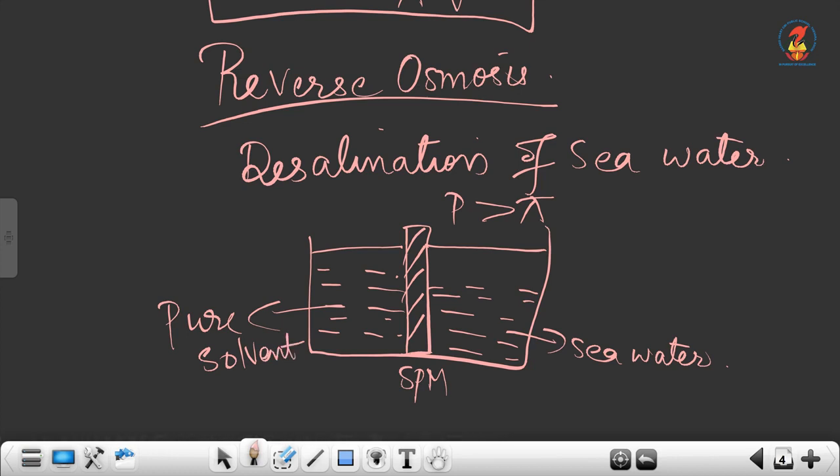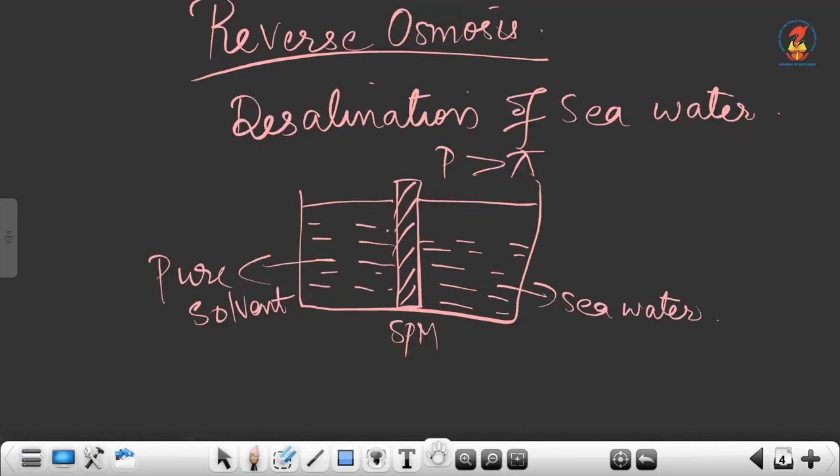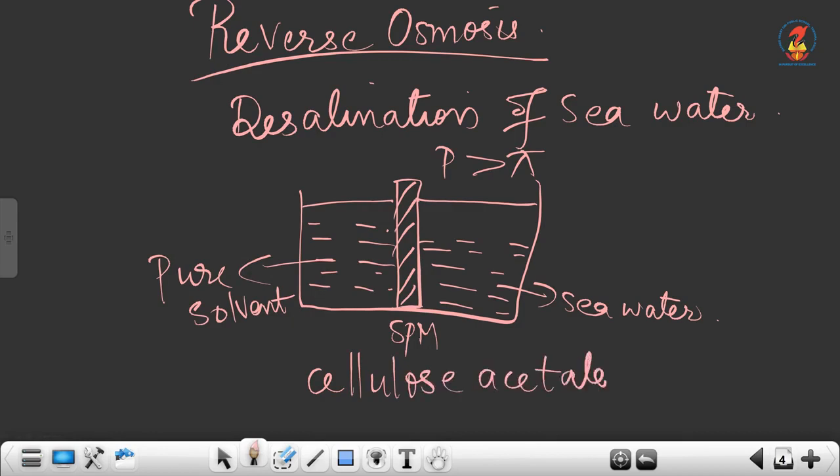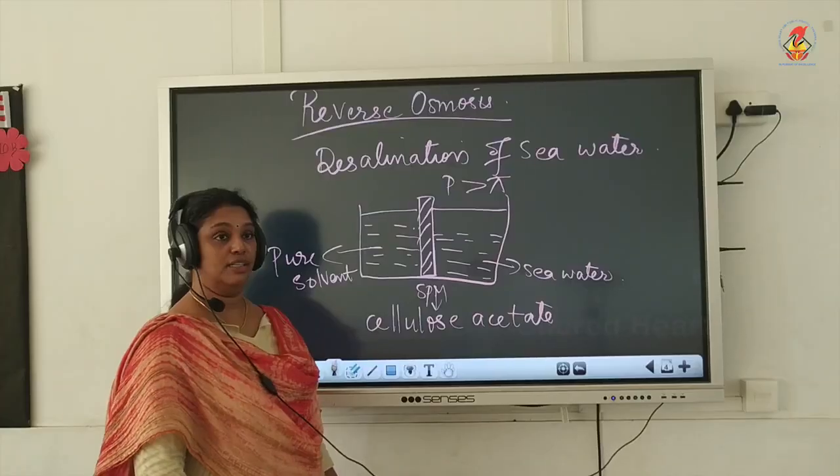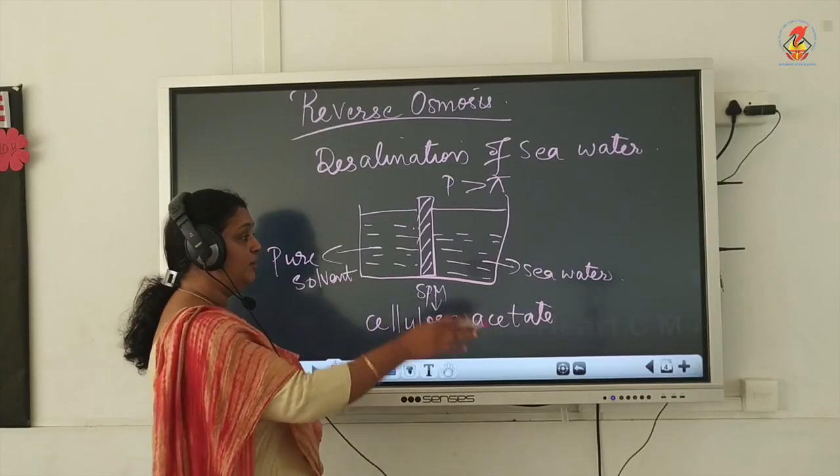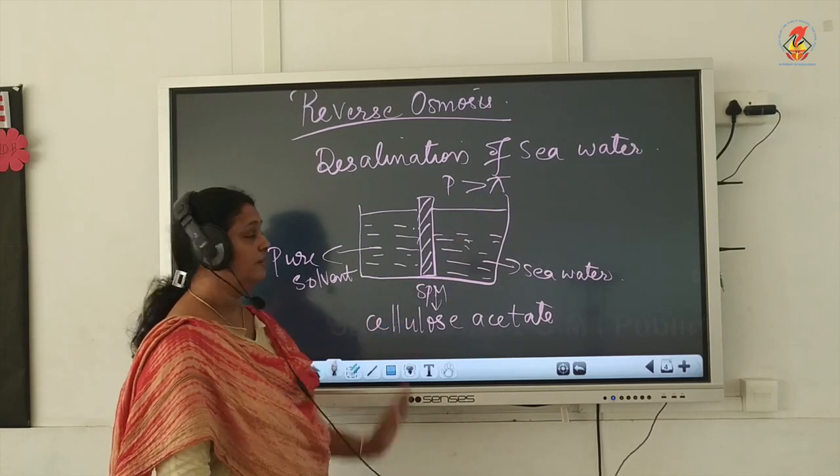So that is called desalination of seawater, and usually the semi-permeable membrane used here will be made up of cellulose acetate. That is the semi-permeable membrane usually used here for desalination of seawater. Cellulose acetate will allow only pure water, that is solvent, to pass through it, whereas the impurities will be left out in this beaker.